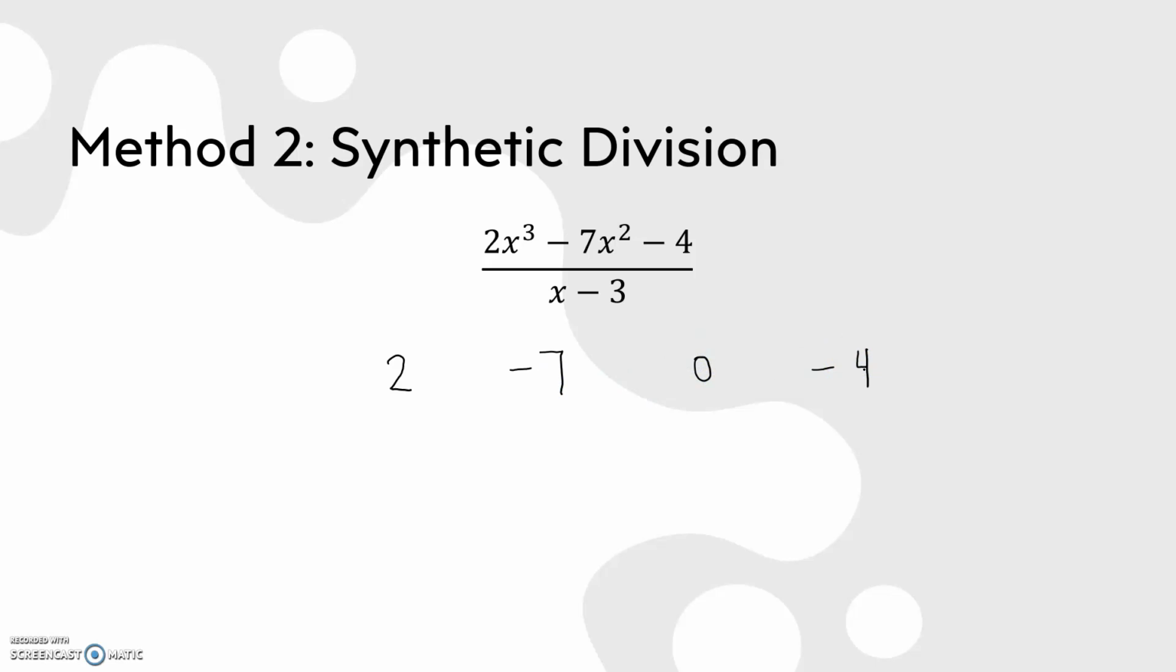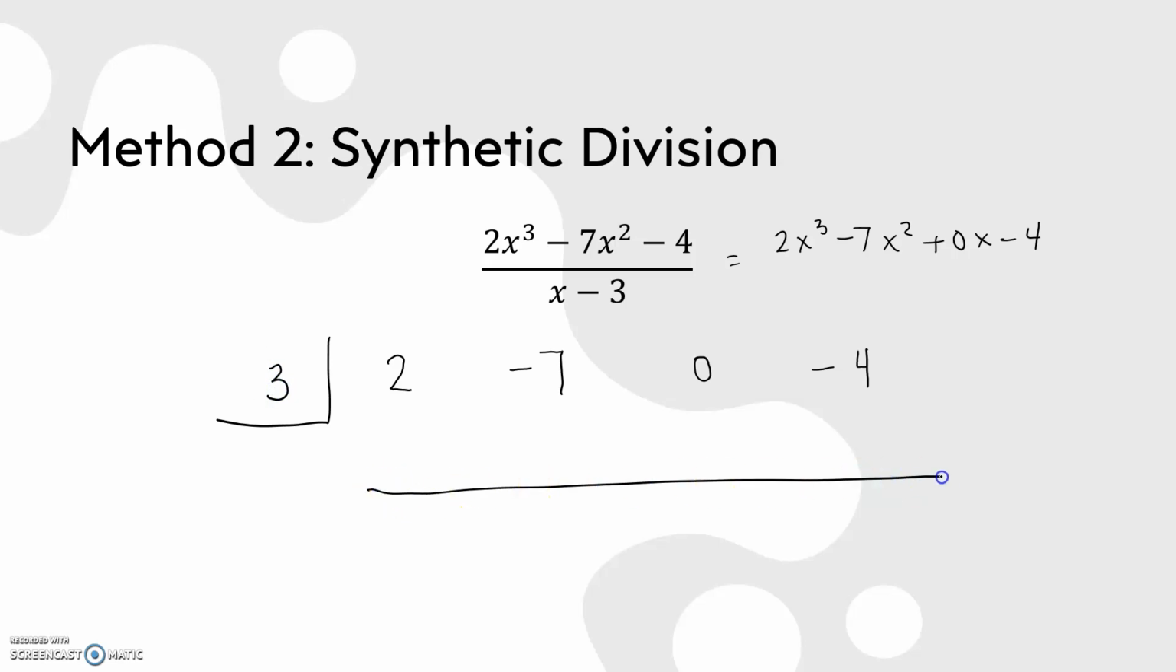I just want to make sure you see why that 0 is there. If I expand this out, it would be 2x cubed minus 7x squared plus 0x minus 4. I'm going to divide by 3 because 3 is the 0 of this polynomial. So not -3, I'm dividing by +3. Then I always bring down this first number.